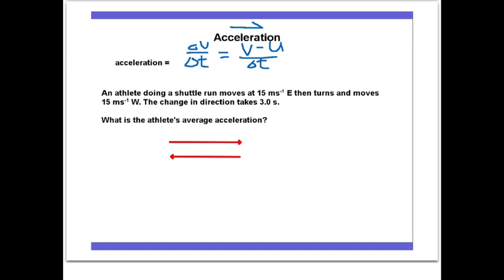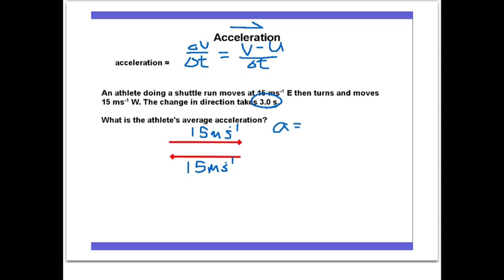So here's an example: an athlete doing a shuttle run moves at 15 meters per second east. So here he is going 15 meters per second to the east. And then he stops, turns, and moves 15 meters per second back to the west. Here he is going the same speed back to the west. And this all takes 3 seconds. So his change in time will be 3 seconds. So what is his average acceleration? So what is the acceleration over this whole 3 seconds?